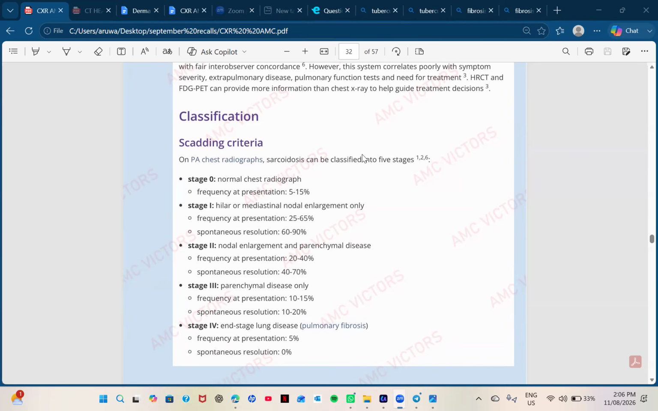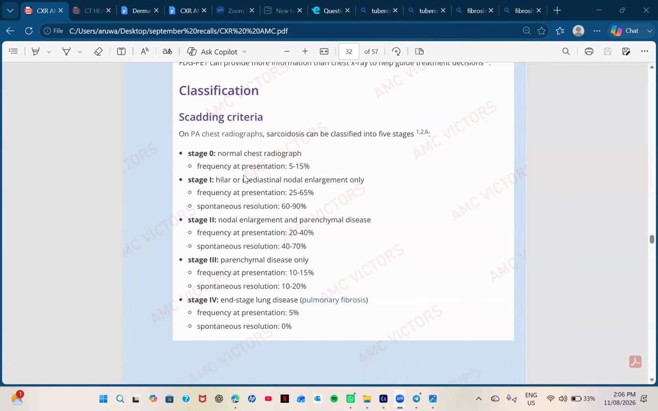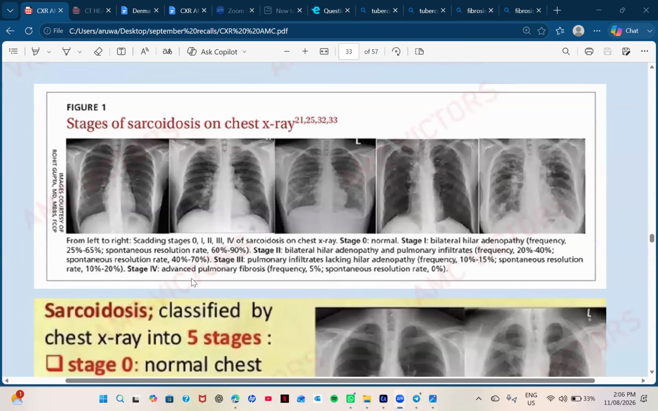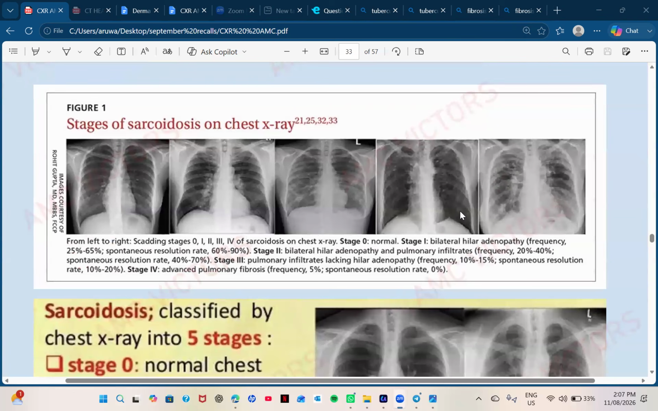So what we can see here is hilar lymphadenopathy, right? Very important. And here is the chest x-ray classification. The chest x-ray has different stages, from stage 0 to stage 4. According to that, we decide the management. Here you can see stages 0, 1, 2, 3, 4 of sarcoidosis. So let's see what you can see.